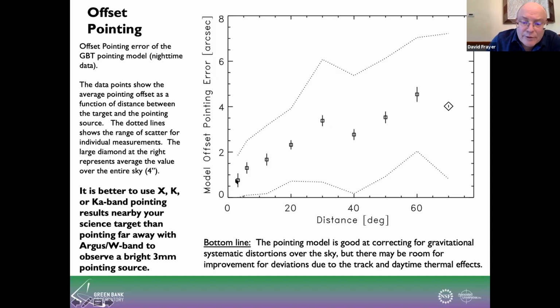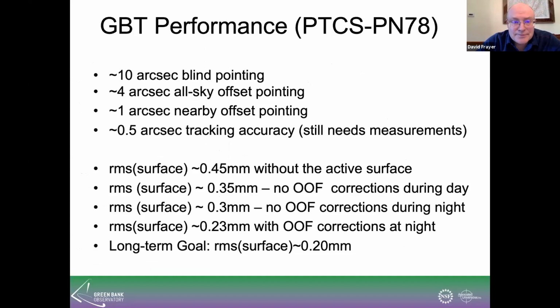You could get better than 1 arc second offset pointing errors if you used a different receiver. So you can point with X-band and use those pointing results, because those are pointing results for the telescope, for your Argus observations. This is sort of a summary.